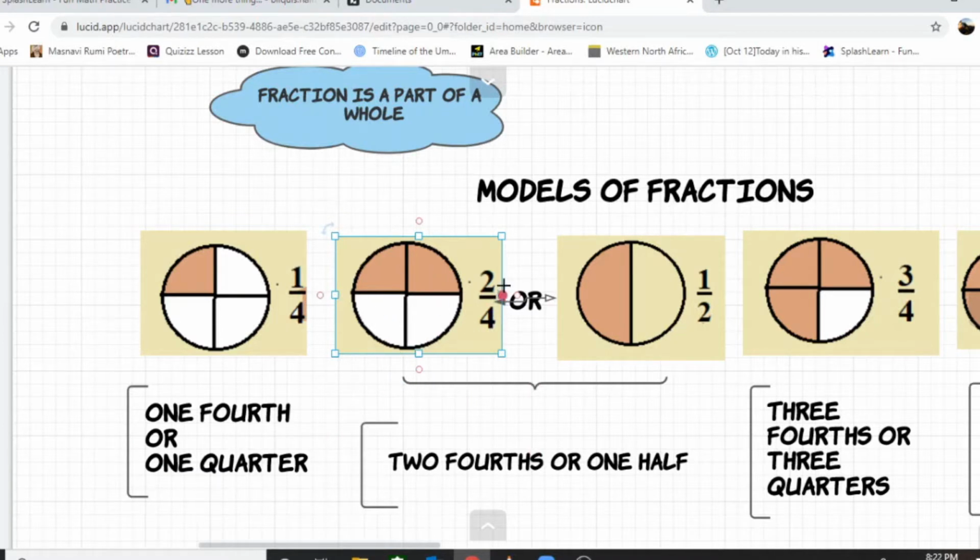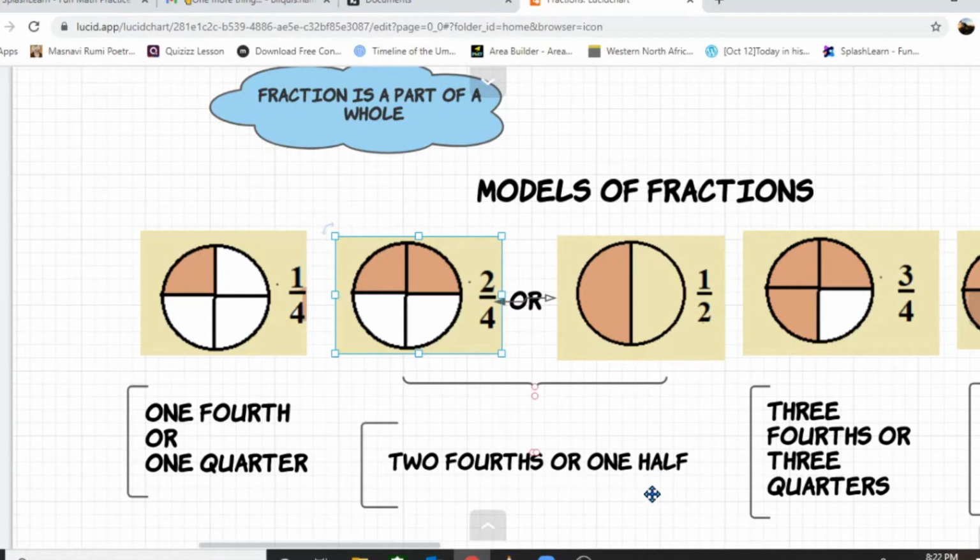If two parts are shaded or colored, we can write the fraction as 2 upon 4. Or the similar simplified version of this model can be seen like this. We can take a whole, color the half of this and write it as 1 upon 2.